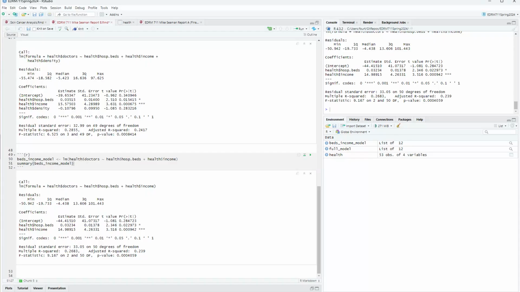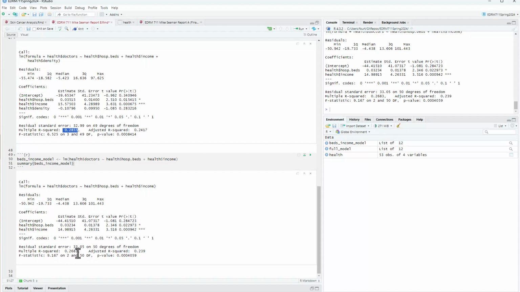So looking back over here at these models, notice something right here. Multiple R squared, that's your coefficient of determination. And it's 0.2855, meaning that 29% of the variation in the physicians, the number of physicians across the cities, can be explained by, or is associated with, we don't know that it's causal, hospital beds, income, and density. That is the combination of those three.